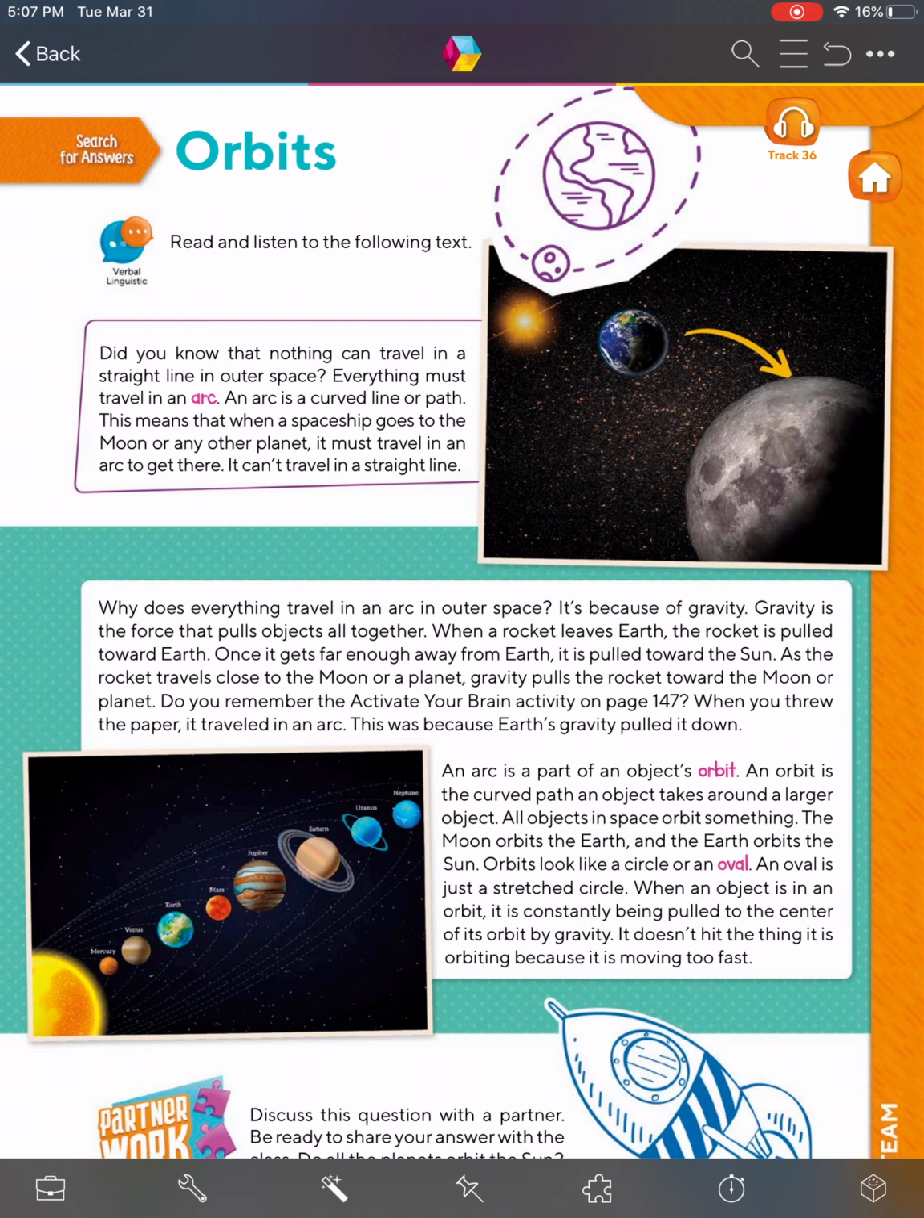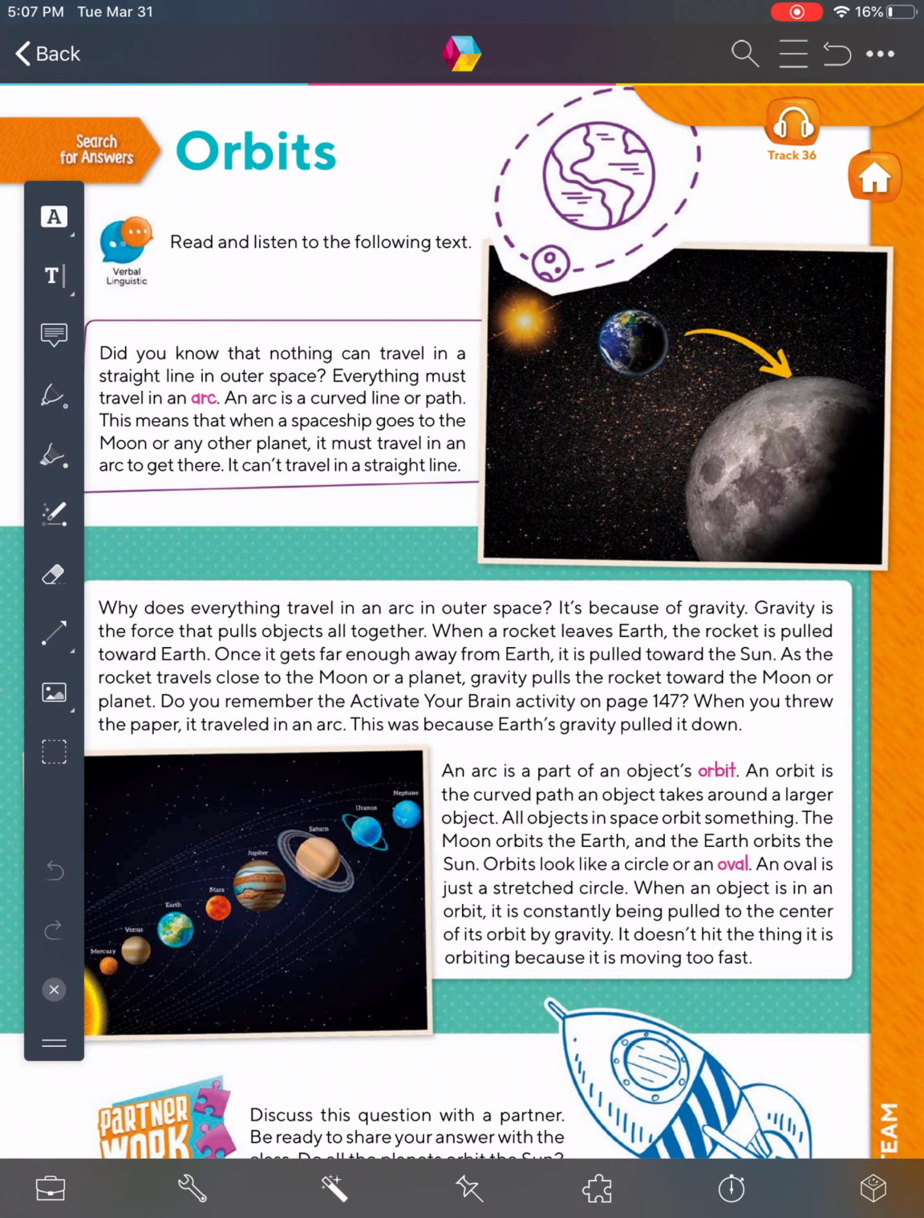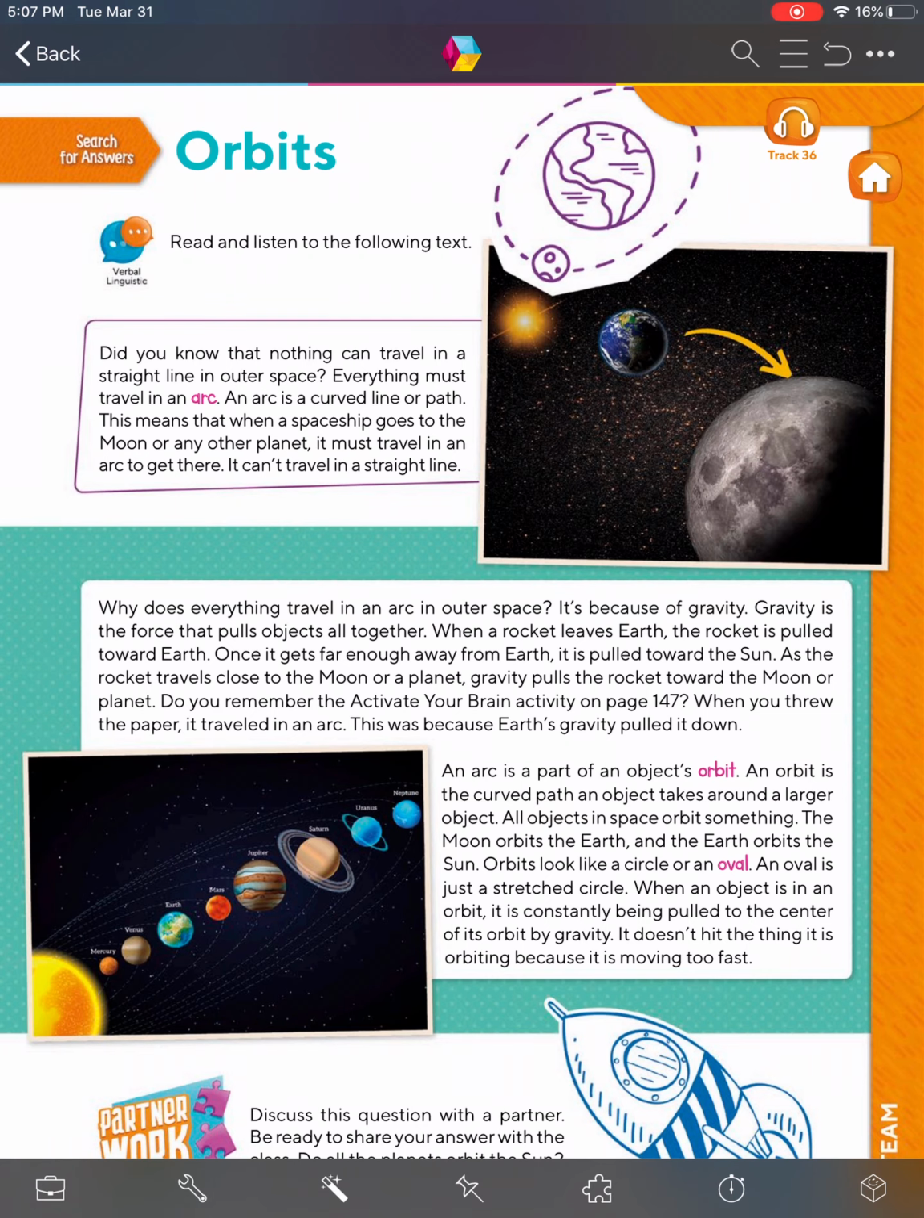We have an audio as a support, so I will play it for you and I will ask you to follow the text at home. I will be highlighting the text so that you can follow it better, but I need you to underline or highlight the most important information, okay? Ready? So, here we go.